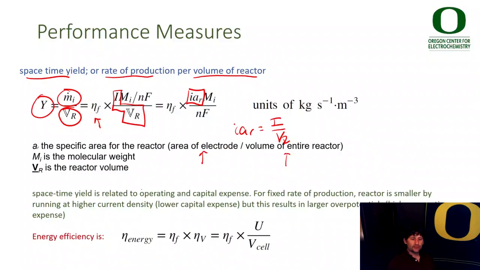The space-time yield is related to operating and capital expense. If you have a fixed rate of production of some product, for example, you can lower your capital expense by running a smaller reactor at a higher current density. But this results in larger overpotentials and therefore higher operating expense because you have to spend more for the electricity to run the cell. You can define an energy efficiency very simply.